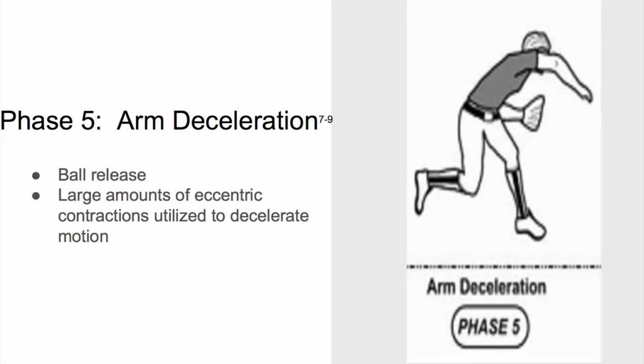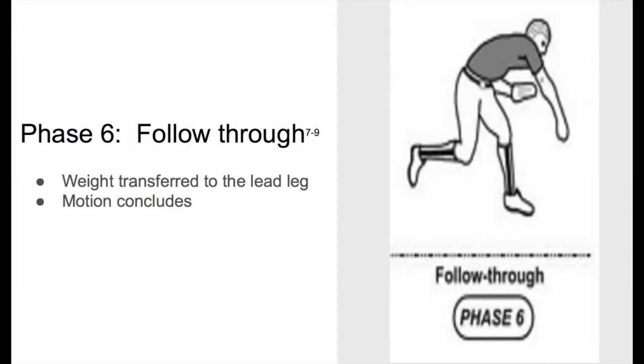The sixth and final phase, the follow-through phase, is noted with weight transferring to the lead leg and motion concluding. Here we see the stride leg absorbing the force of the throw and adding stability, and the stance leg, or the rear leg, is brought to the ground in a follow-through motion. The pitcher or thrower then ends up in a fielding position.